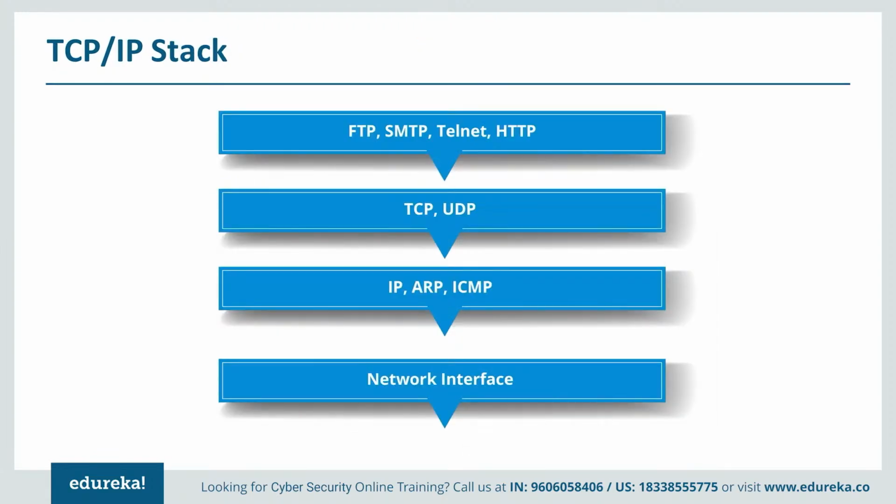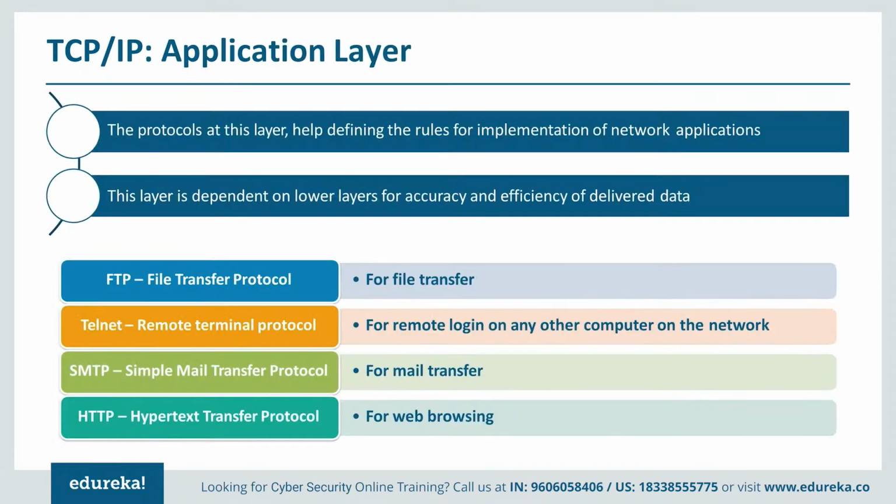So, the simple TCP/IP stack. What are the protocols used? The application layer uses FTP, SMTP, Telnet, HTTP, etc. The host-to-host layer uses TCP and UDP protocols. And the internet layer uses IP, ARP, ICMP. And the network layer, network interface. These are simple examples.